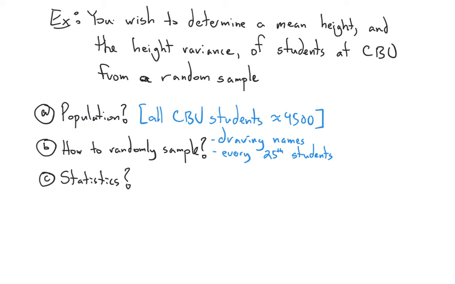And random sampling is very hard. You have to be careful about it. But that's for a later class if you go and do more statistics. The statistics that we're interested in, well, we're interested in the sample mean because we want to estimate the population mean, and we're interested in the sample variance because we want to estimate the population variance.